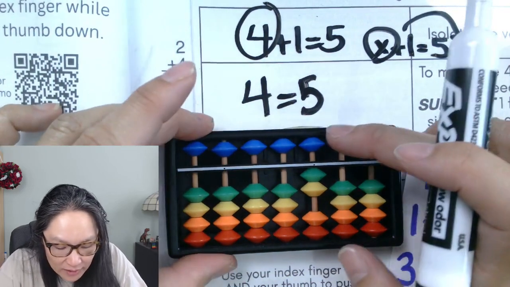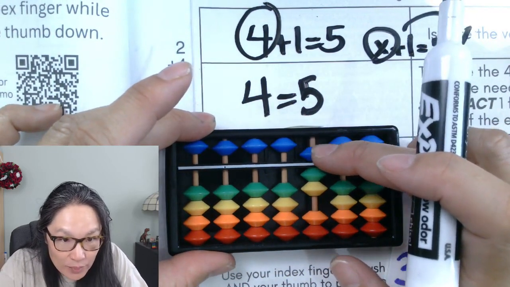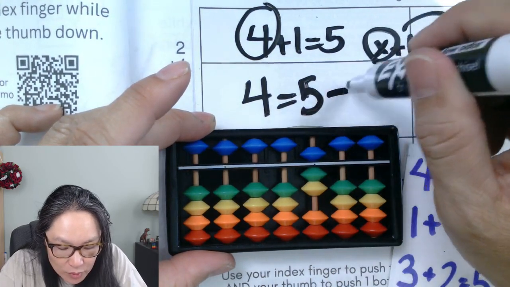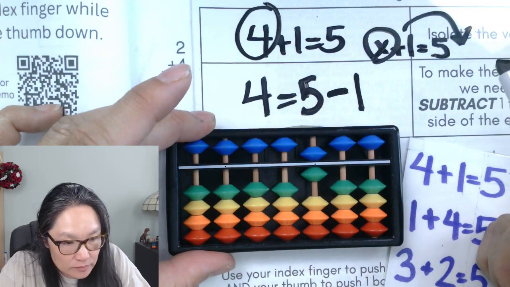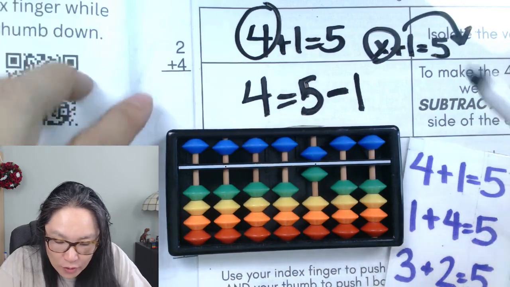Well, why are we adding the 5? We're going to add this top bead, but now it's too much. We need to subtract the 1. So when we subtract the 1, my final answer is 6. So 2 plus 4 is equal to 6.